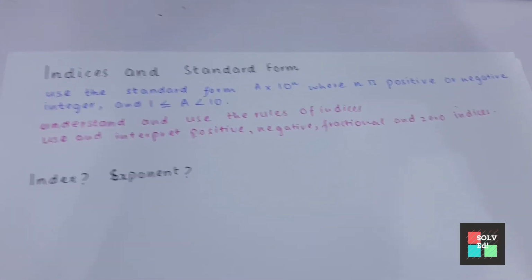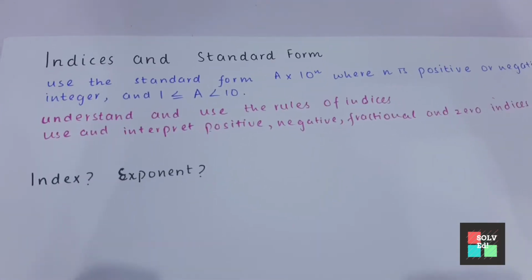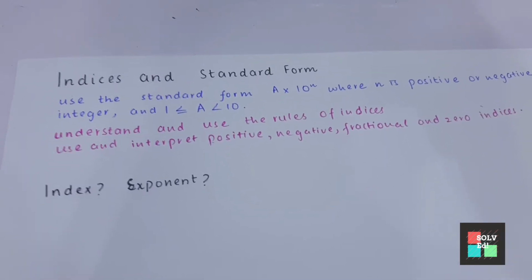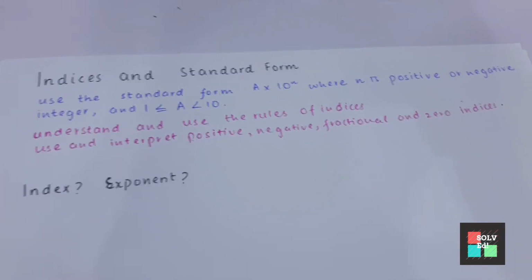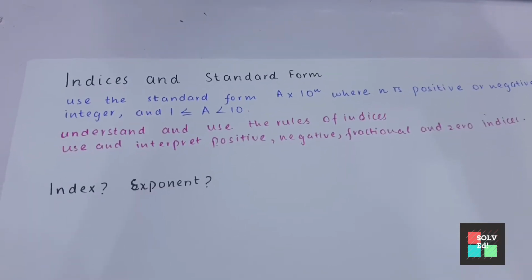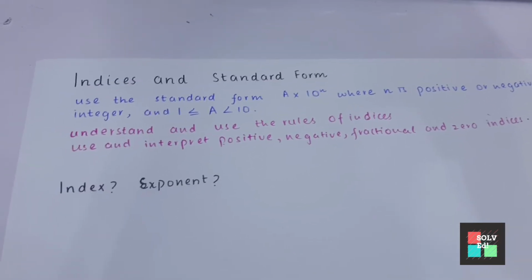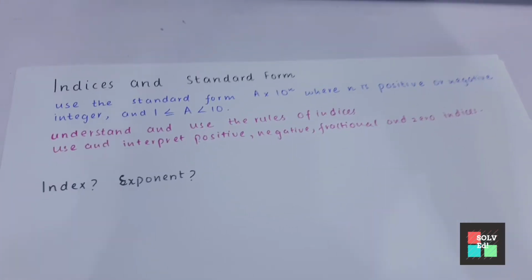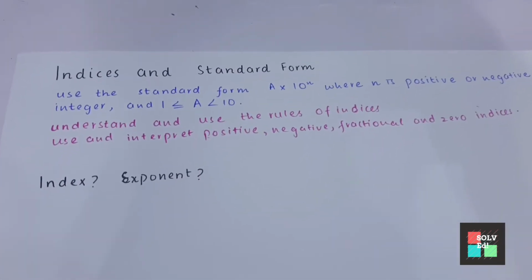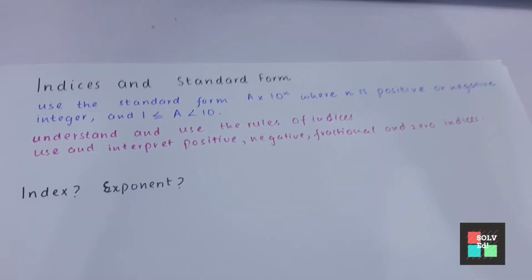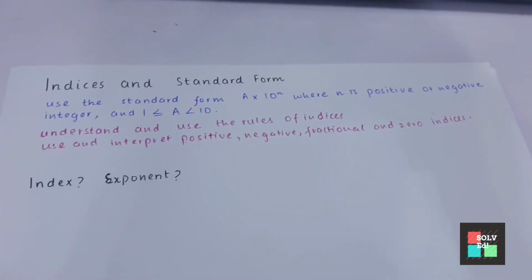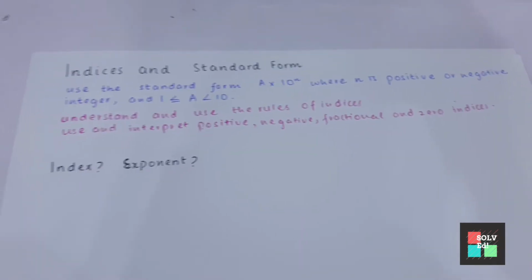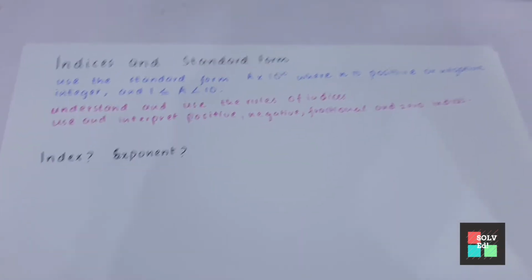for GCSE and IGCSE. It says use the standard form a into 10 to the power of n, where n is a positive or negative integer, and a is greater than or equal to 1 and less than 10. This is the one that we're going to be focusing on today. And the next one, the rules of indices and interpretation of different types of indices, is going to be focused on in the next one. So look out for that.